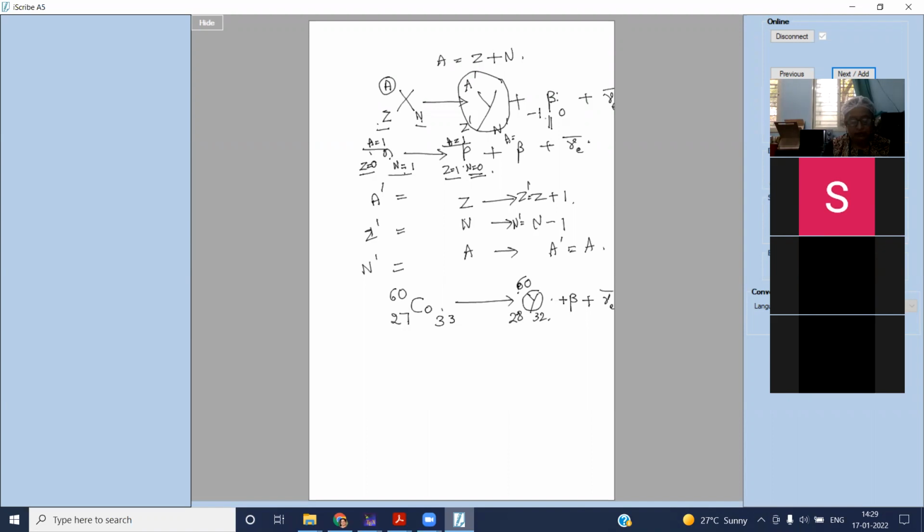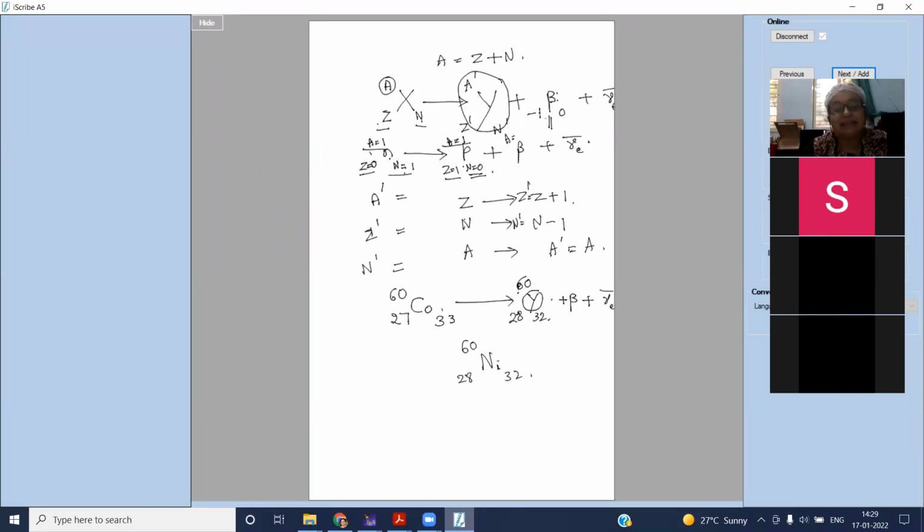Just to get you involved in what I am doing, I am asking you so that you will know what to check. Atomic number 28. What is that atom? So it is nickel. So I write nickel 60, 28, 32. This is what is obtained.